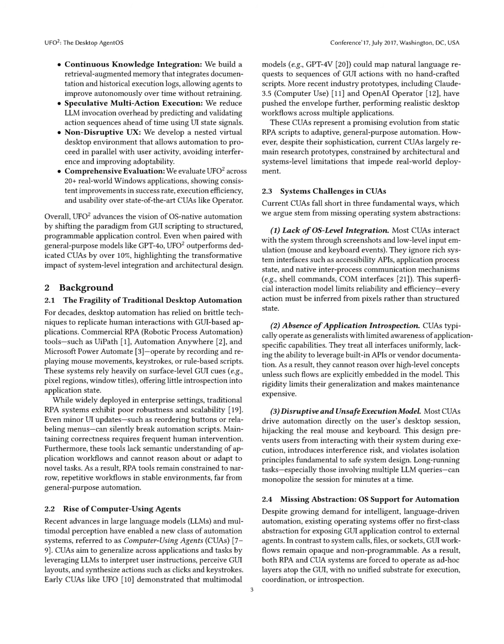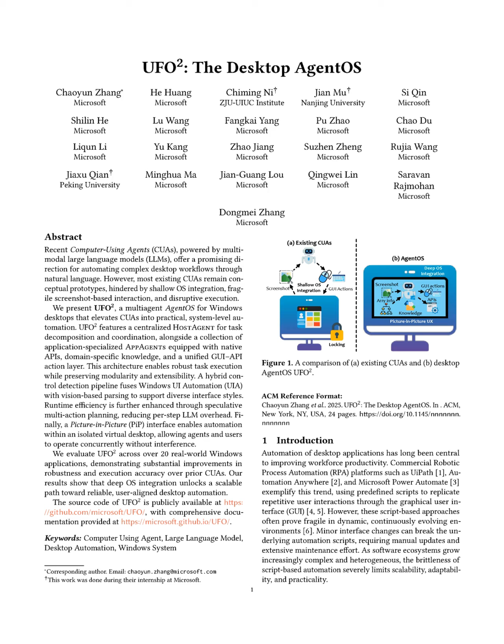UFO2 aims to solve the problem of fragility and inefficiency in traditional desktop automation systems, particularly those relying on script-based robotic process automation (RPA) tools. Conventional RPA systems, such as Automation Anywhere and Microsoft Power Automate, are limited by their reliance on surface-level GUI cues, making them brittle to minor interface changes and requiring frequent manual updates.